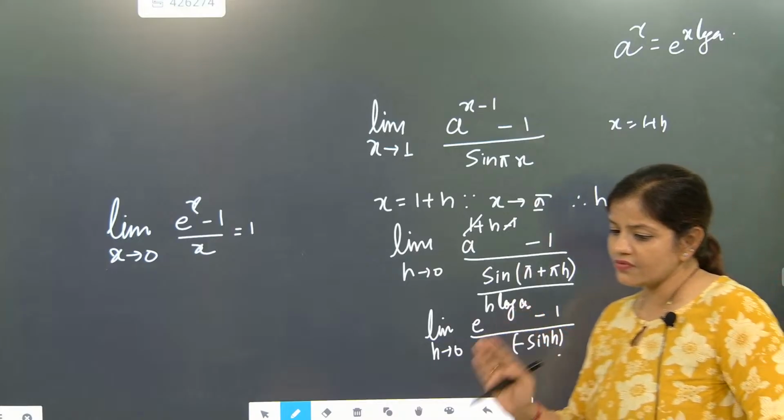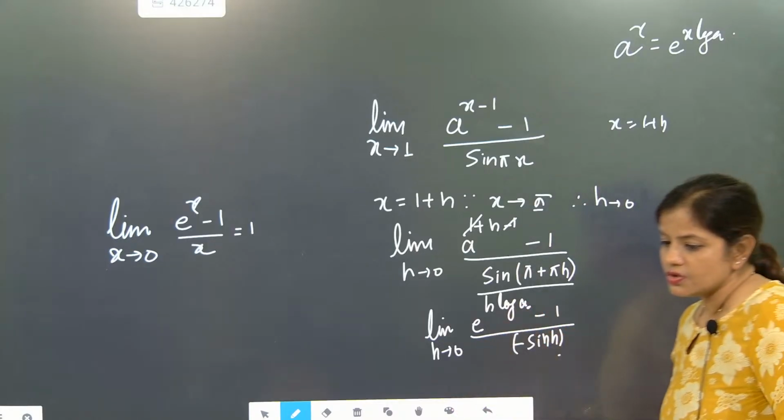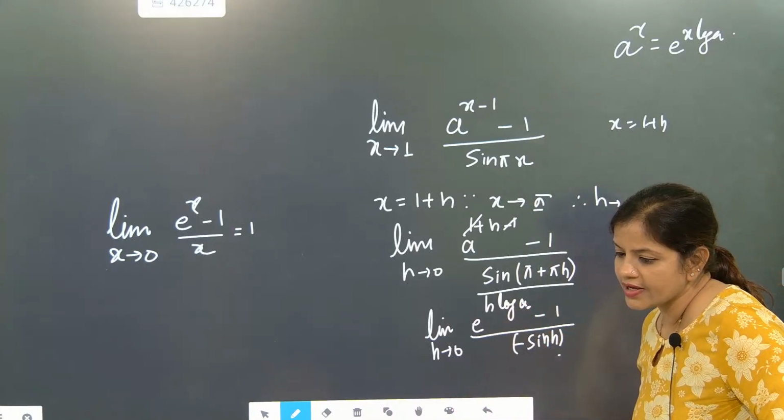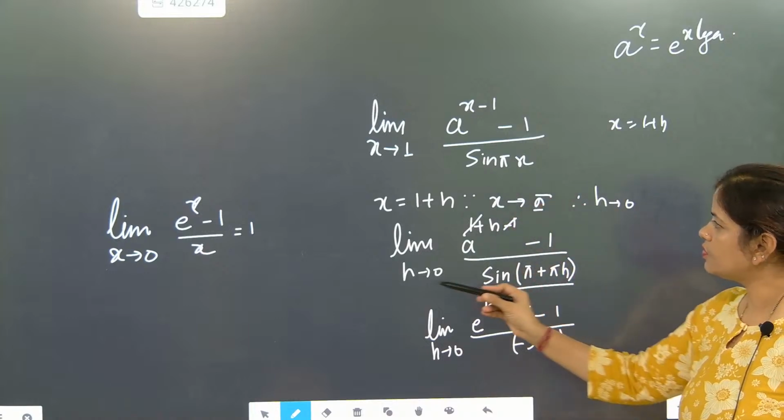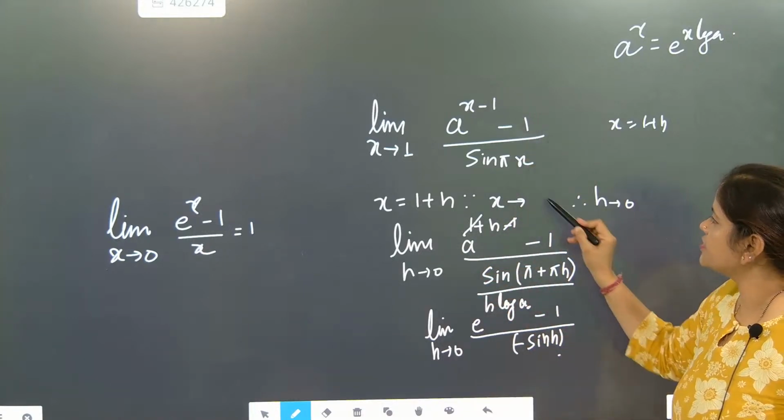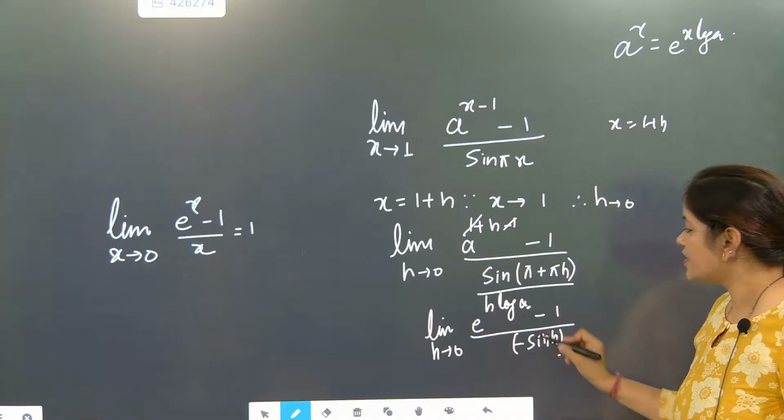Now beta, here one very important thing is there. How does x tend to pi? X tending to pi is not there at all, beta. Who told x tends to pi? Sorry, x tends to 1 is there. Sorry. So here this part is there.